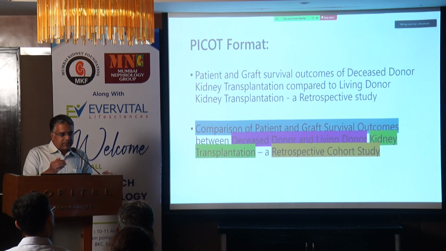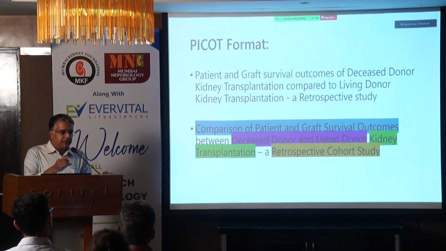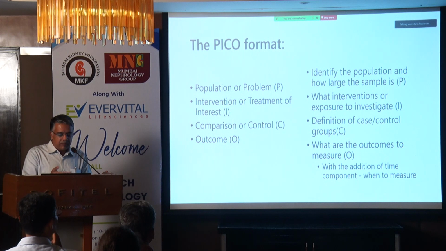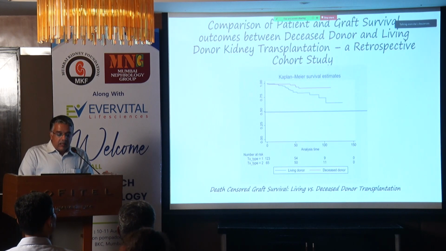So this is an example of how we change the title of the study. I will be telling more. So this is basically the PICO format: population or problem, intervention or treatment of interest, comparison or control, and the outcome.